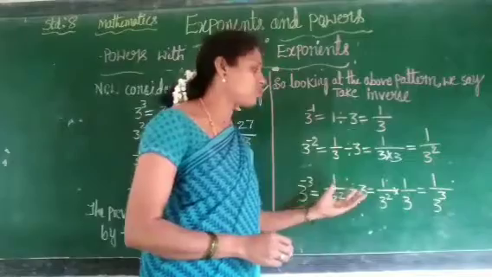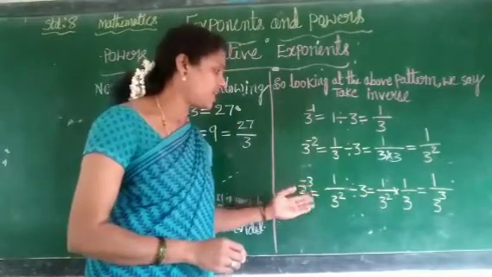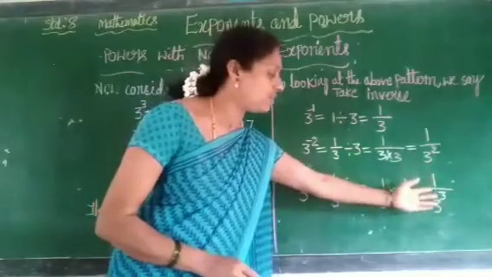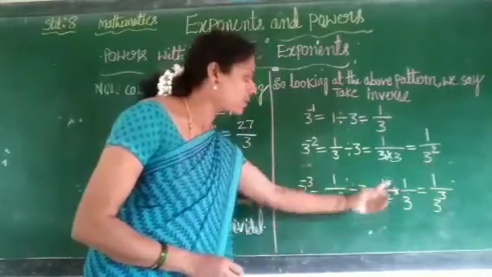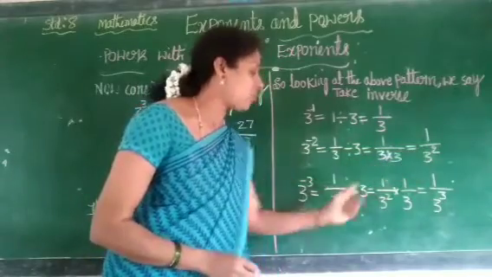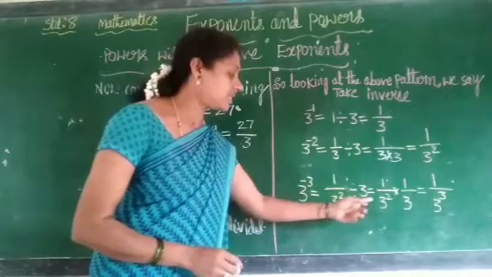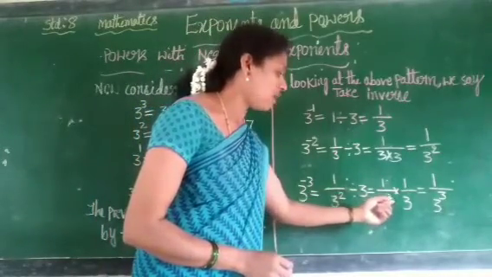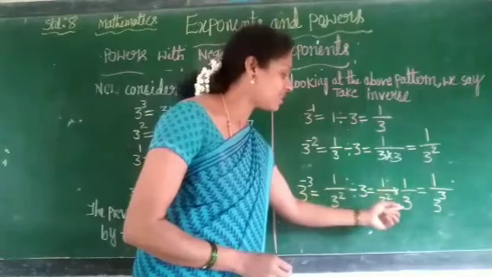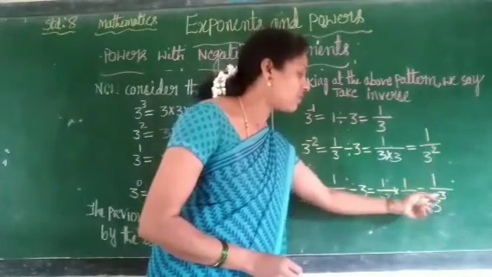The last one, 3 to the power minus 3 can be written as 1 divided by 3 to the power 3. In the middle part, 1 by 3 square divided by 3 is equal to 1 by 3 square into 1 by 3, which is equal to 1 by 3 to the power 3.